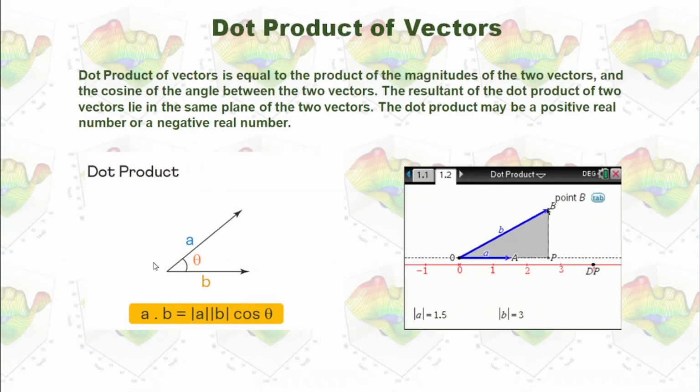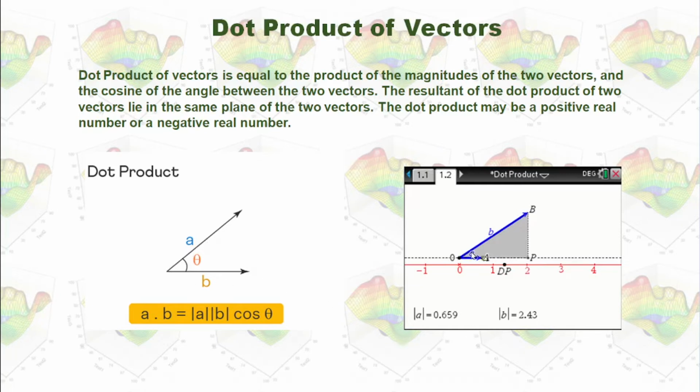Let's think about those two vectors, vector A and vector B. The dot product of vector A and vector B is calculated as the length of vector A and the length of vector B times the cosine of theta, the angle between those two vectors. The angle between vector A and vector B is very critical.